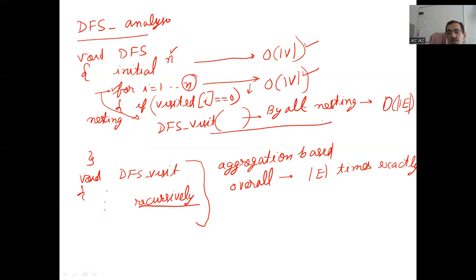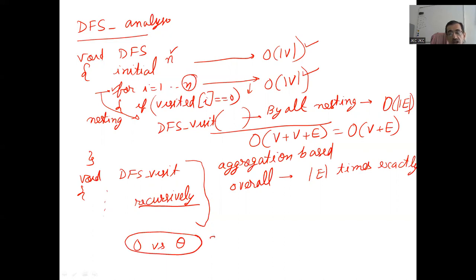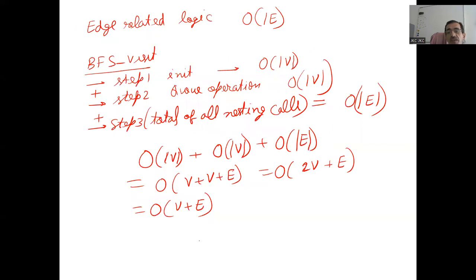Summing all this, the same thing will come: order of V plus E, it becomes order of (V + E). So you can easily see both have almost similar complexity, but quickly coming to one discussion: O versus theta. Now understand how these two are different. Let's start with BFS analysis.